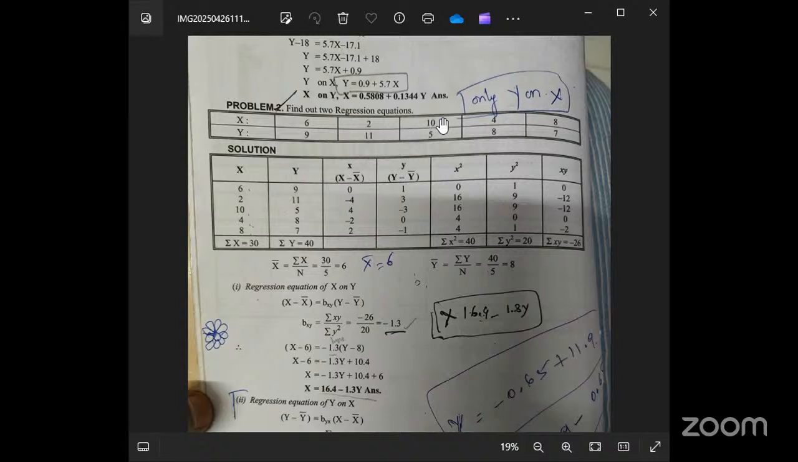So x is 6, 2, 10, 4, 8, and y is 9, 11, 5, 8, and 7. We need to find the total of x and the total of y, and then x bar and y bar. The total of x is 30; 30 by 5 is 6, so x bar is 6. The total of y is 40; 40 by 5 is 8, so y bar is 8. Now we need small x and small y: small x is x minus x bar, and small y is y minus y bar. See the table.